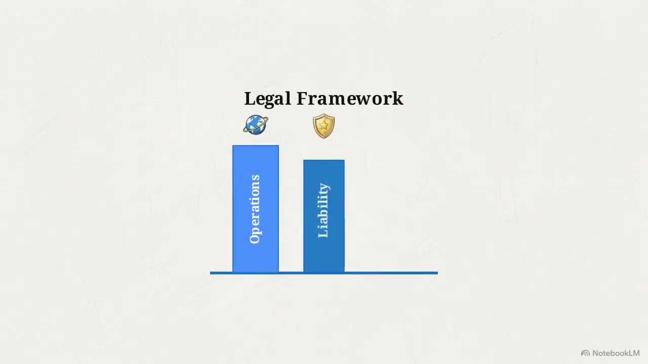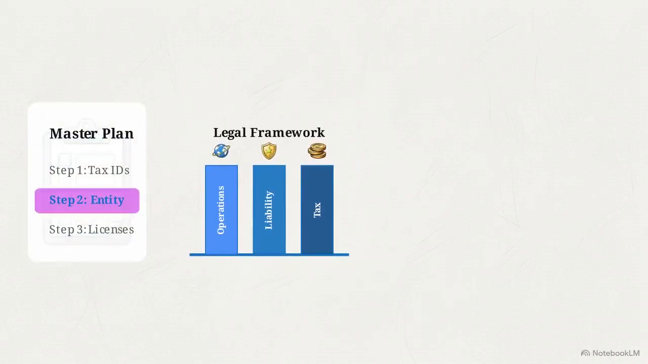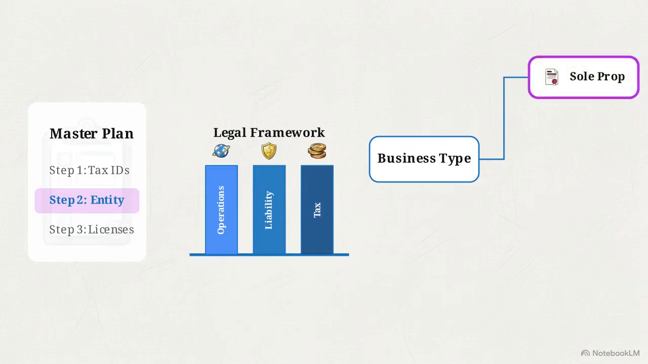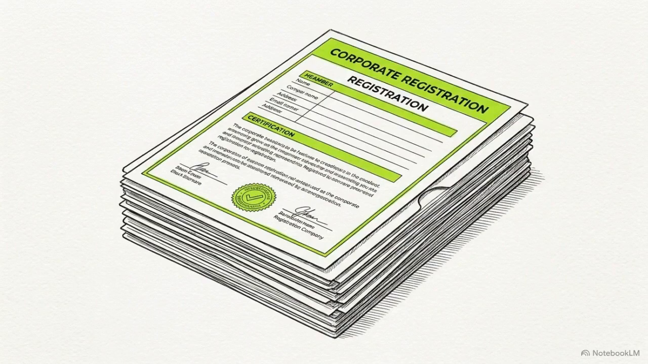This is the legal framework that dictates how your company will operate, handle liability, and be taxed. Looking at Step 2 on our screen, your business type branches into 3 choices: a sole proprietorship, a partnership firm, or a private limited company. Locking in your tax IDs and selecting this structure represents the official legal birth of your company. It is the core requirement that makes all of your future operational licenses possible.